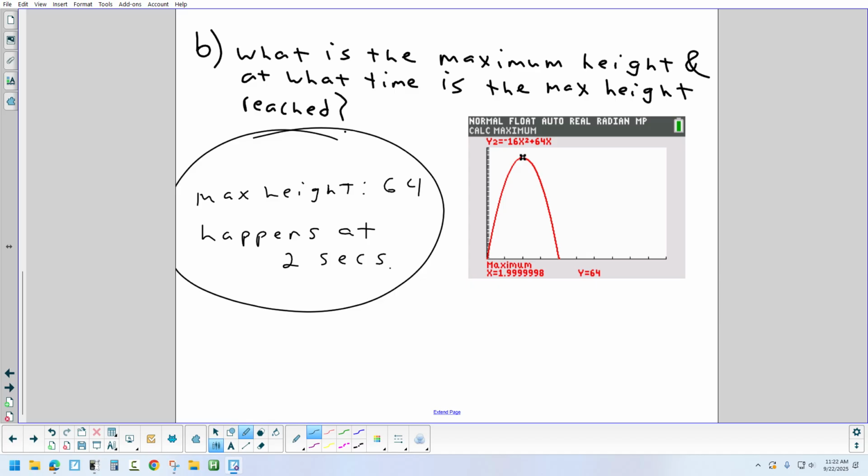So any question on how we got the max height and the time that it occurred? Okay, so I think that's a new thing, finding a maximum. So that's something you can add to your list of things you know how to do on the calculate menu now.